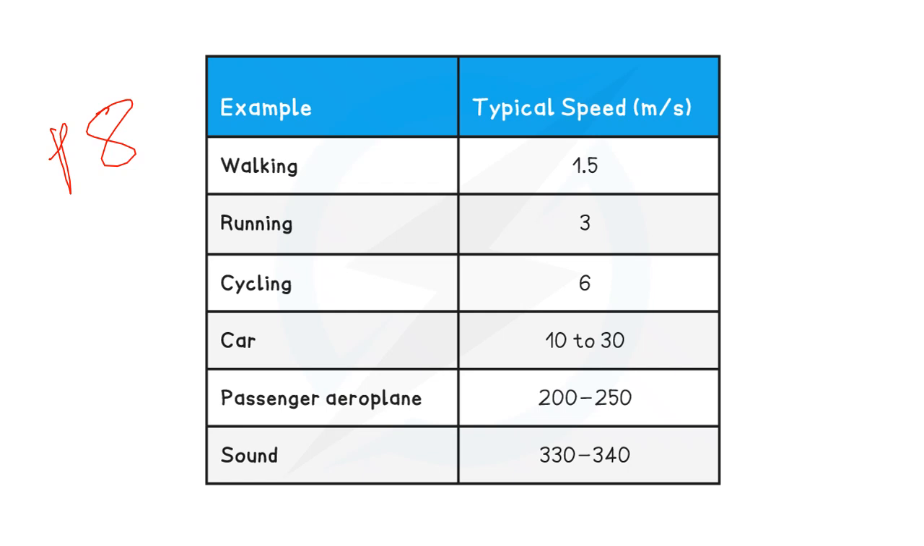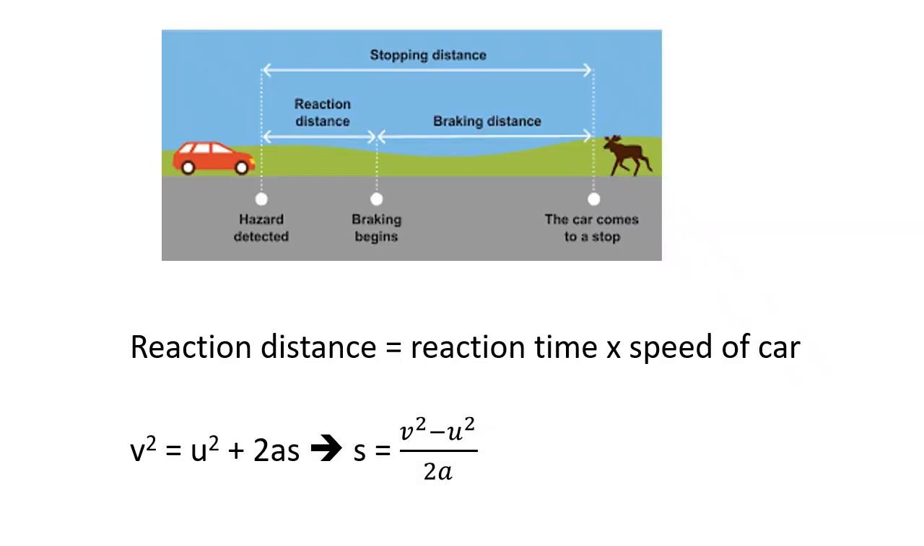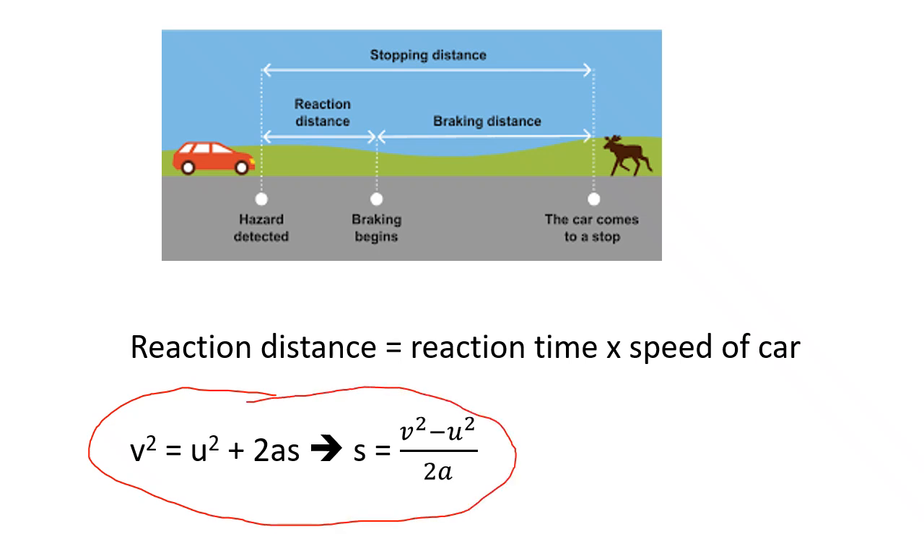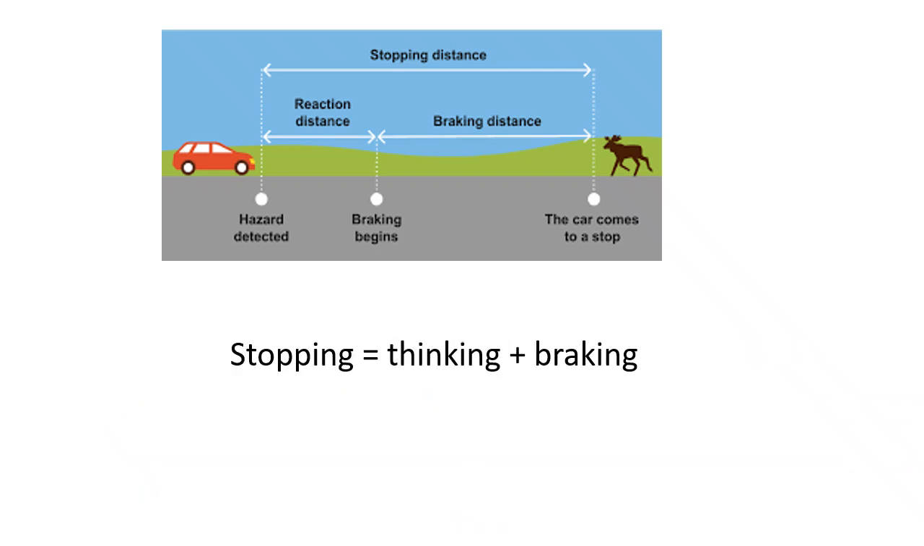So these are typical speeds that you do need to memorize or recognize. So this is stopping distance. Reaction distance equals reaction time times the speed of the car. This is for braking because there is an acceleration involved. Stopping equals thinking plus braking.